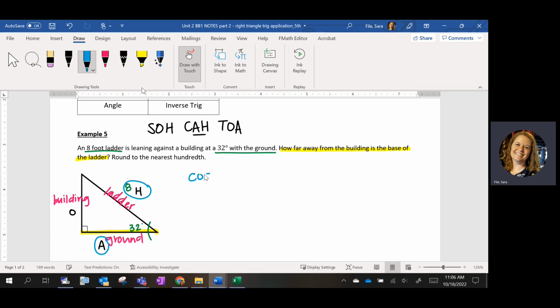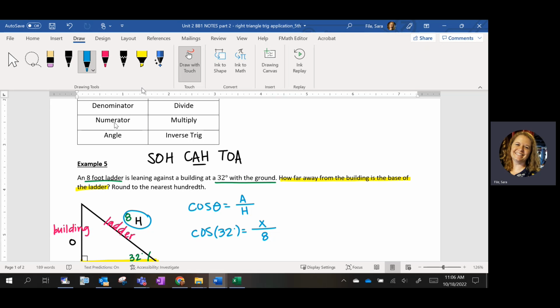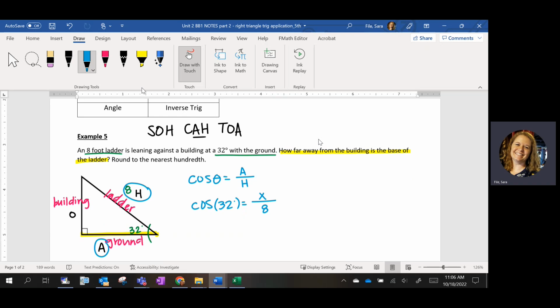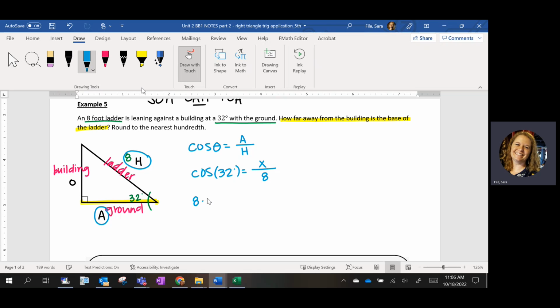So we're going to set up cosine of theta is A over H. You plug in what you know, which I know the angle is 32 degrees. I don't know the adjacent side. I know the hypotenuse is 8. So here my numerator is missing. What does it say here to do when the numerator is missing? Yeah, you just multiply. So we're going to do 8 times cosine of 32. You just multiply that 8 over to the other side to solve for x. So 8 cosine of 32.